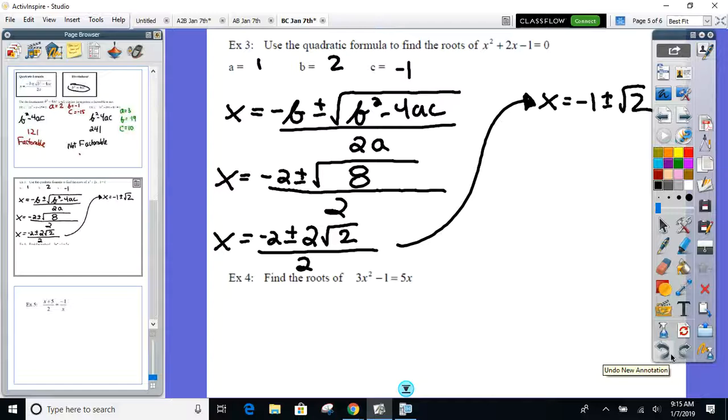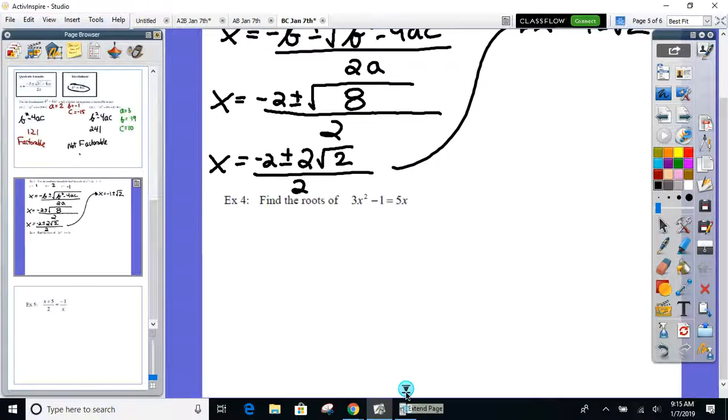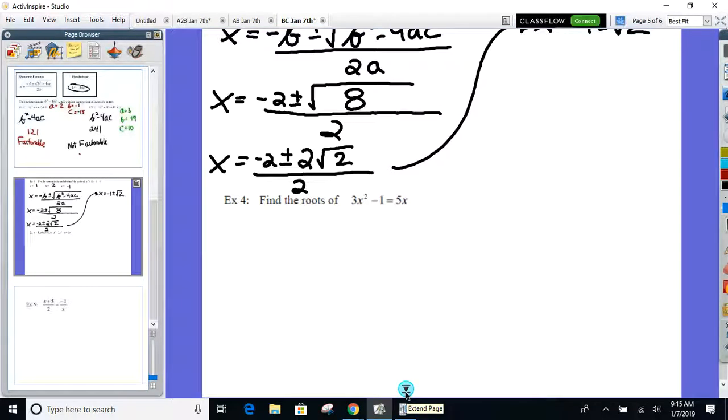Number 4. What's the problem with 4 before I even touch it? It's got to be equal to 0. So you can move the 5x over. How? Subtract it over. So 3x squared, and probably prefer what here? Write it in the correct order. Don't leave it -1 minus 5x because you'll probably get the B and C values wrong. So minus 5x minus 1.